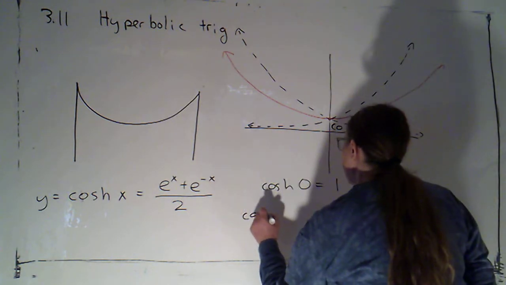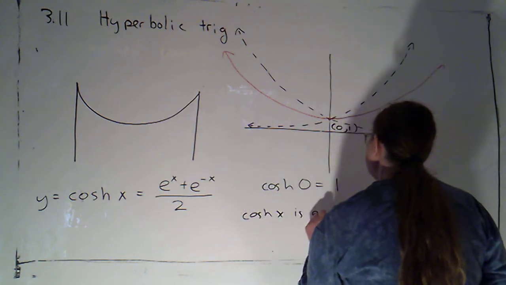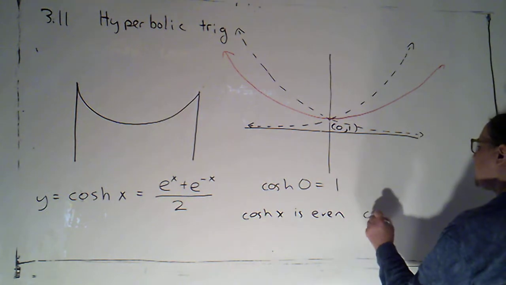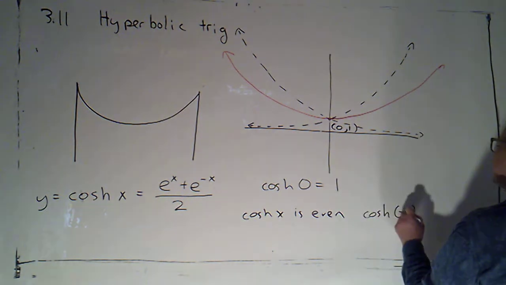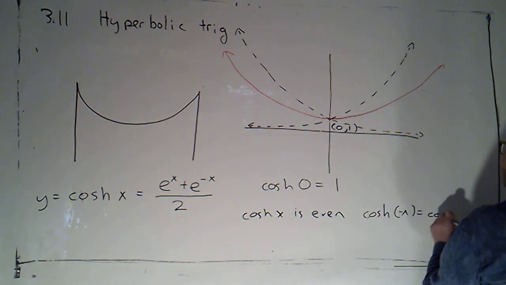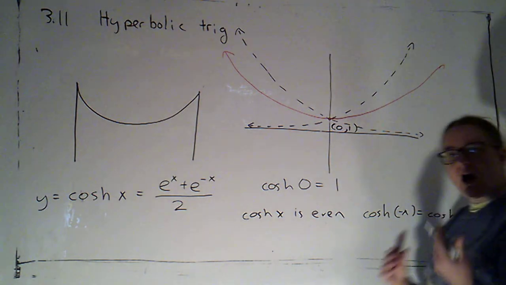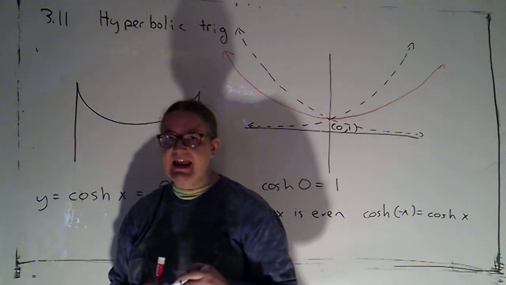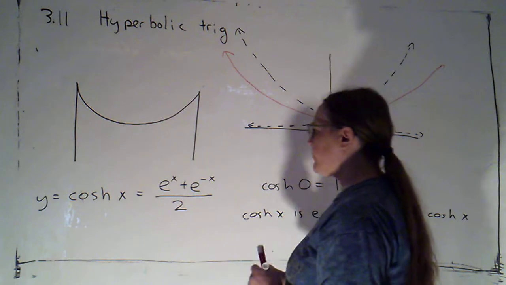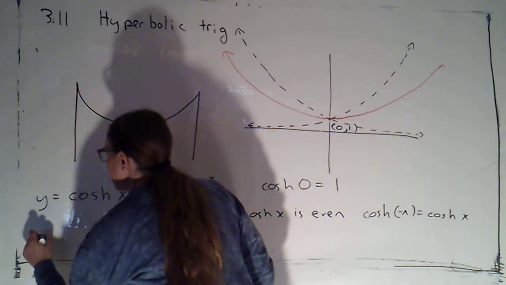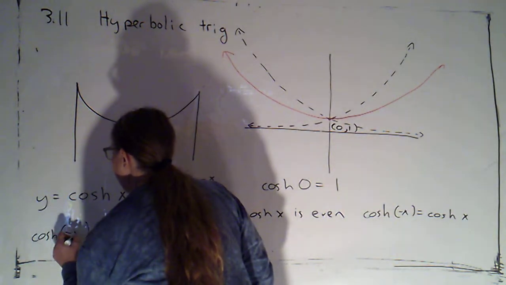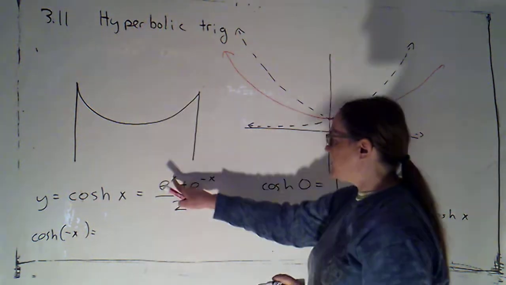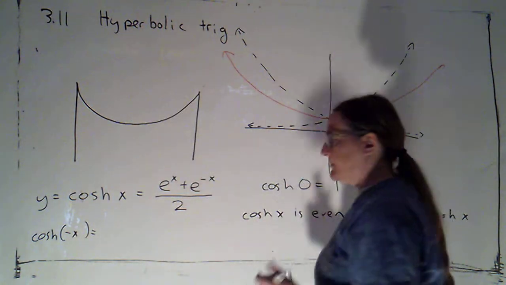So I'm going to say cosh of x is even. Now what that means is that cosh of negative x is exactly the same as cosh of x. Opposite input gives me the same output. I can prove that algebraically, because if I evaluate cosh at negative x, I'm just replacing all of the x's with the opposite of x.